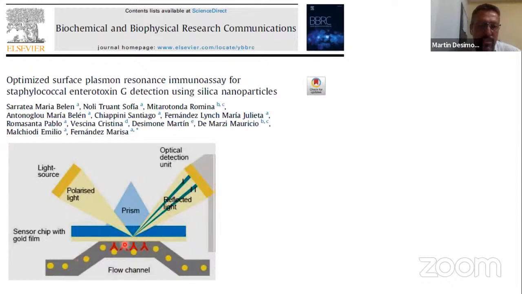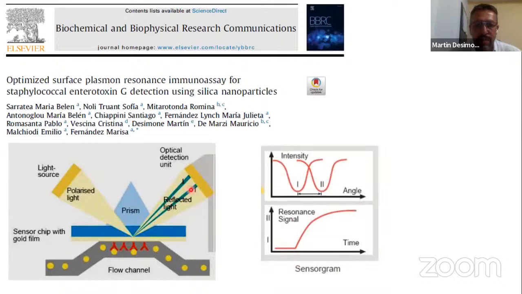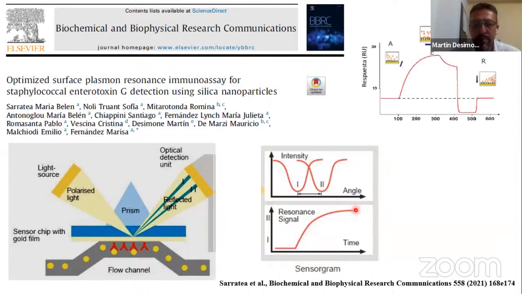And when the antigen interacts with this antibody, the reflected light changes the angle, and this is what we use for the detection. So we observe when the antigen is present, a change in this angle, and this is how we observe the signals. Since it is a flow channel, when the antigens arrive, the signal rises. And when we remove the antigen, the signal goes down again. This is how this works.